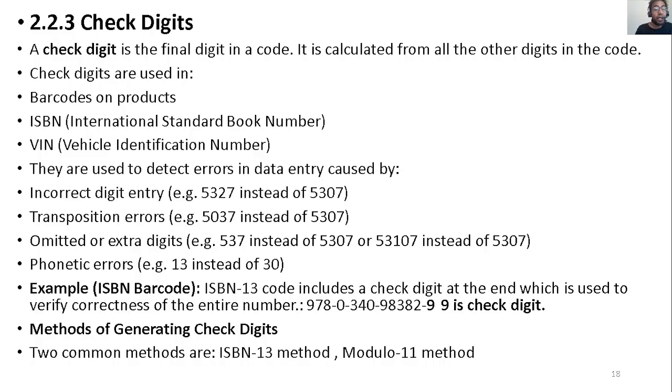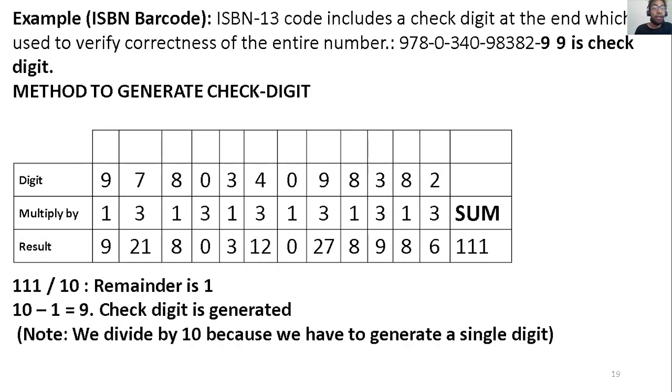There are methods for generating a check digit and also for verifying the check digit. We will first go for the ISBN-13 method. The ISBN-13 code includes a check digit at the end which is used to verify the correctness of the entire number. You should call it ISBN-13. Why? We are coming to that. How do we use the ISBN-13 method?